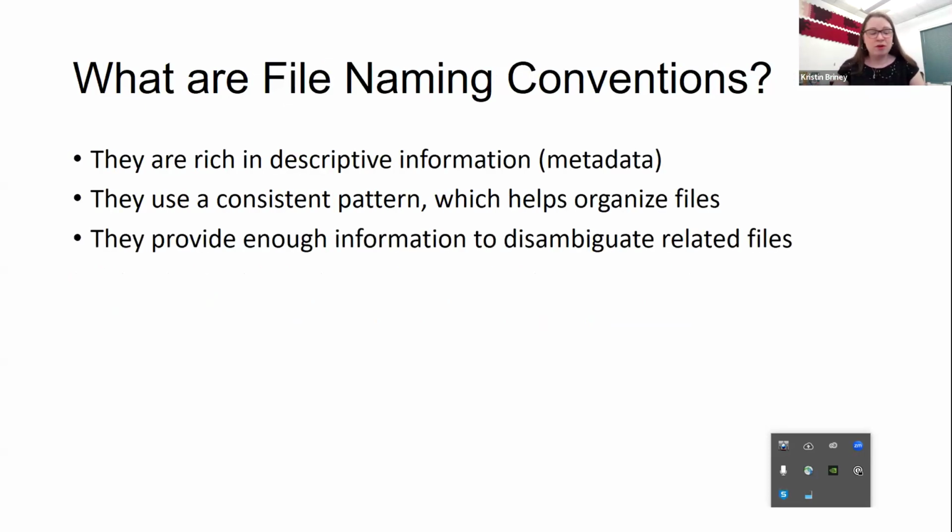So let's talk about what a file naming convention actually is. A file naming convention is a way to richly describe a file containing lots of information or metadata. And file naming conventions put related files with consistent related patterns of names, which helps you organize your files. And then finally, they provide enough information to disambiguate related files. So I collected these two files from the same source. How are they different? Well, it's in the file name because I put enough information in there for me to tell.